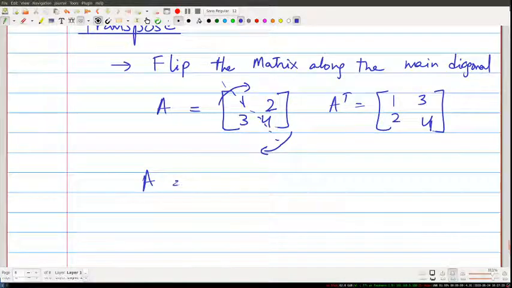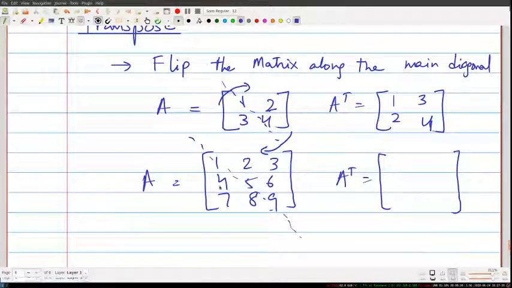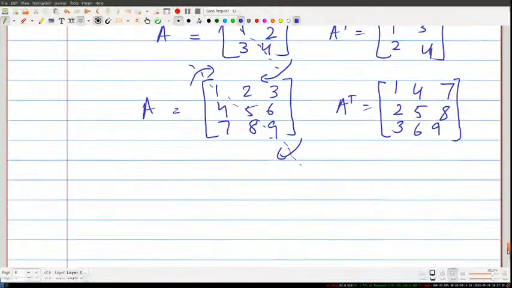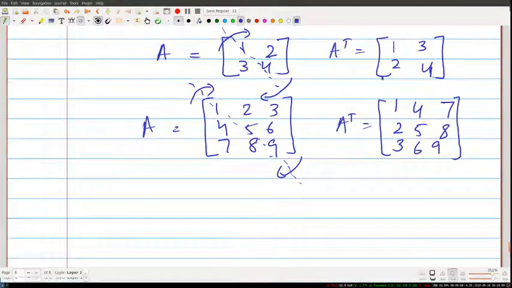Okay, if you look at a 3 by 3 matrix, let's say A: 1, 2, 3, 4, 5, 6, 7, 8, 9, then for the A transpose matrix, again, you take the main diagonal and you flip along that. So that's the flip that we're going to do. 2 and 4 are going to exchange places. 1, 5, 9, the main diagonal, remains preserved. 2 and 4 will exchange places, so 4, 2. 3 and 7 will exchange places, 7, 3, and 6 and 8 will swap places.